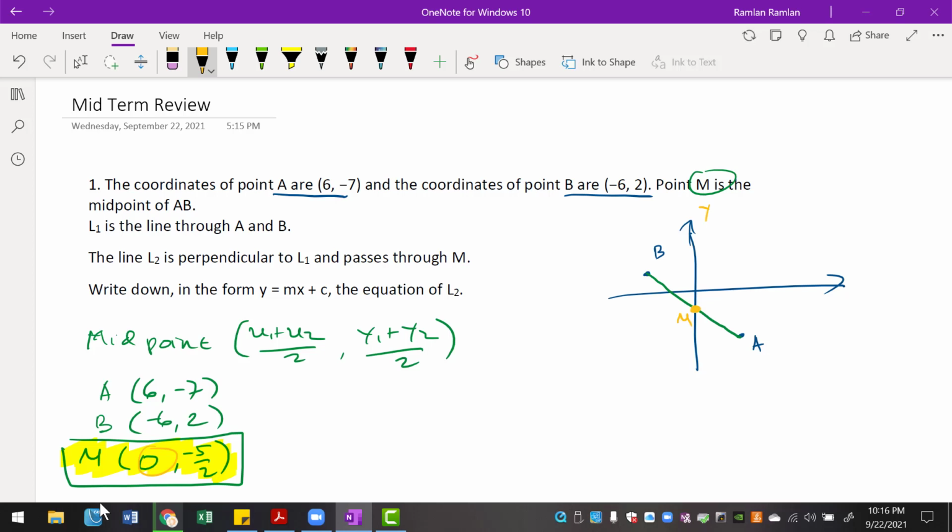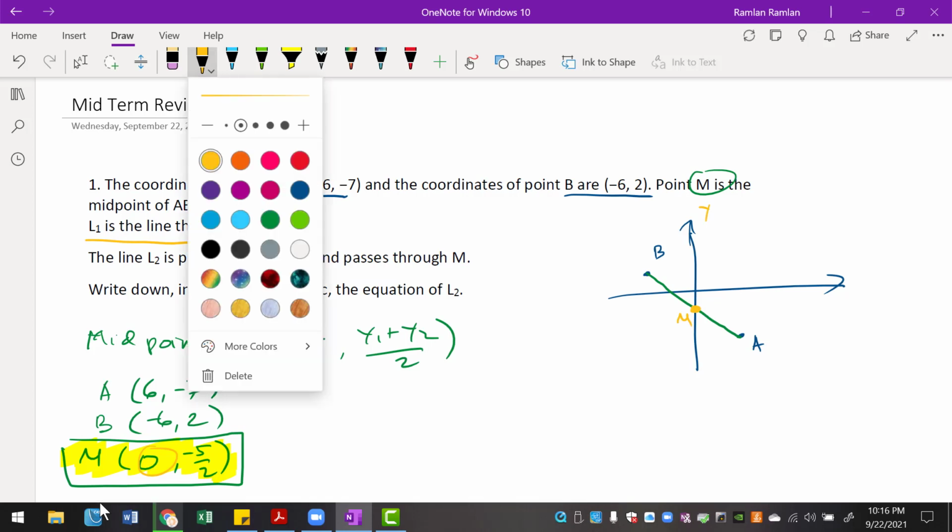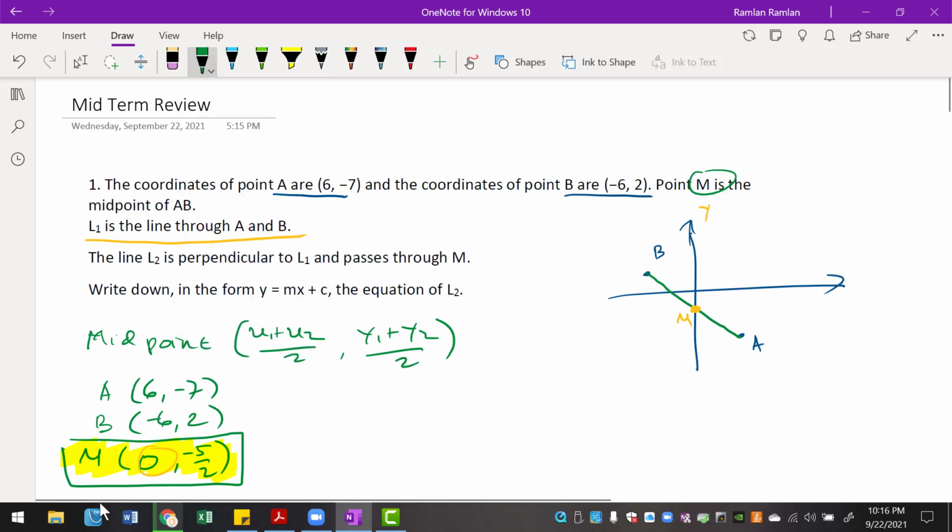Next, L1 is the line through AB. So this green line that I made is L1, line number 1. And then the line L2 is perpendicular to L1 and passes through M. So L2 passes through M. It can be here or anywhere, as long as that line passes through this point M.